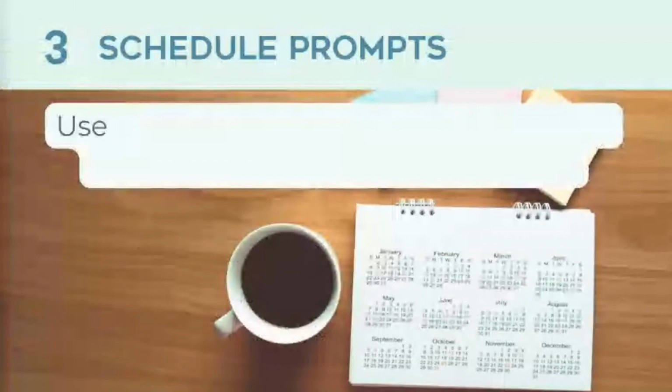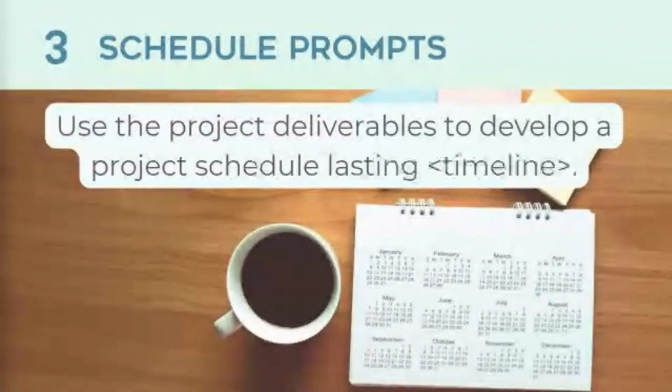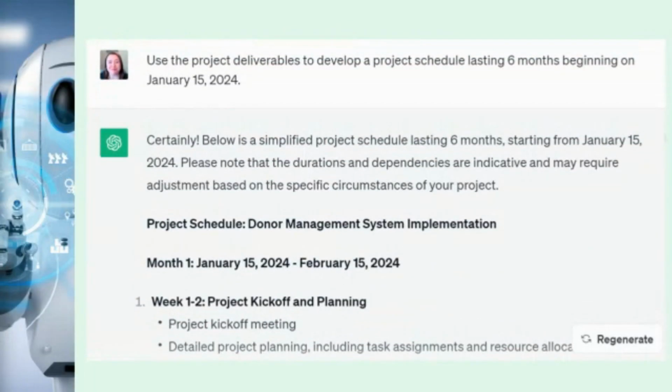Now that we have some deliverables and tasks, we can ask ChatGPT to help us with our schedule planning. And so we could ask it to use the project deliverables it has already defined, or a revised set, perhaps, that we provide it with, to develop a project schedule lasting a particular timeline. For example, I might prompt it to use the project deliverables to develop a project schedule lasting 6 months, beginning on January 15th, 2024.